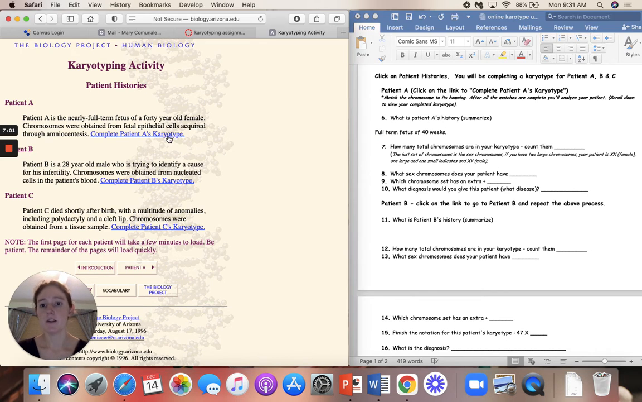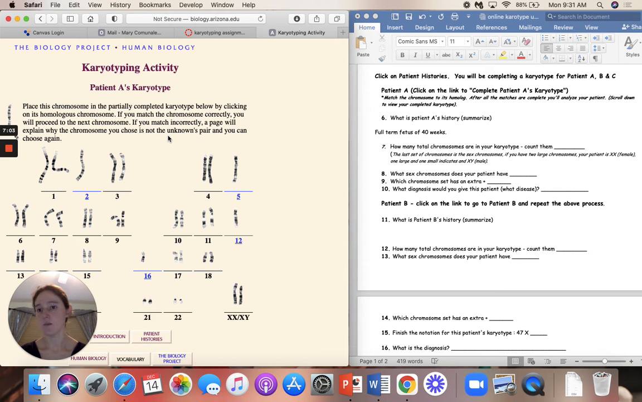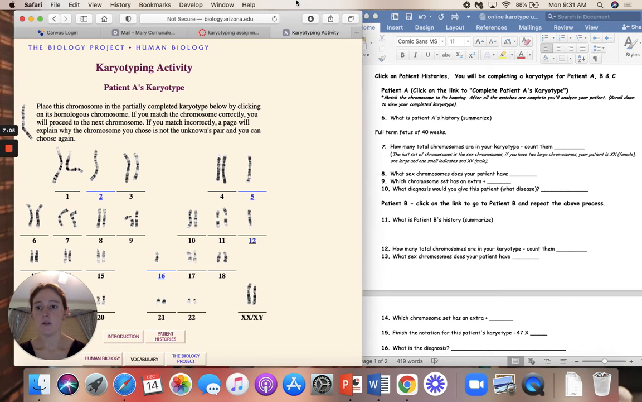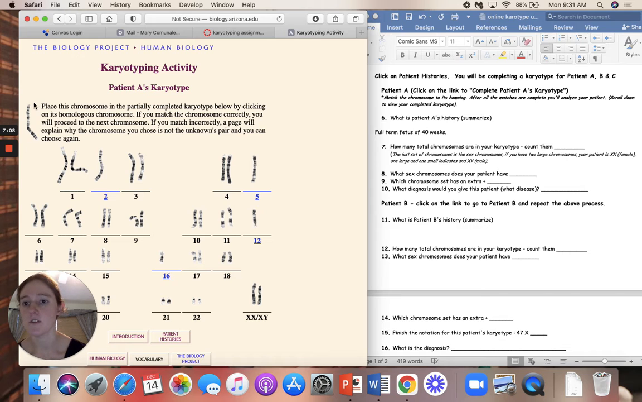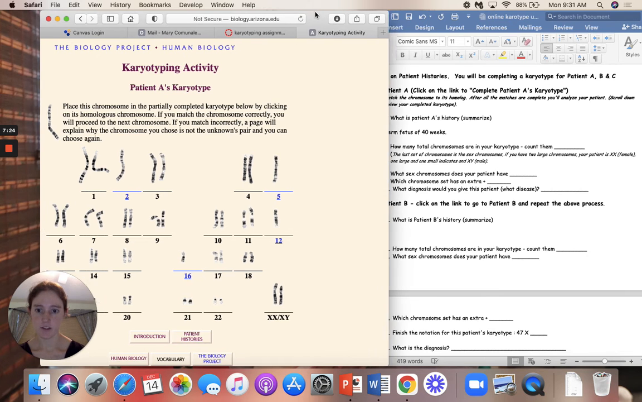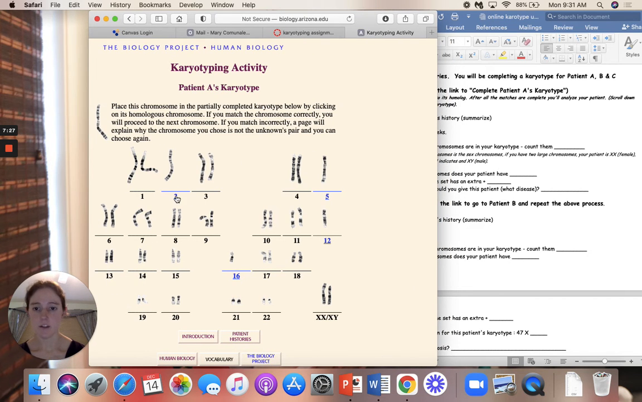Okay, so I'm going to click on the karyotype then. And again, if this doesn't work for you, then you'll just follow along with the video. So what we're doing, they give us a chromosome here. It says place the chromosome in the partially completed karyotype below by clicking on its homologous chromosomes. If you match the chromosome correctly, you'll proceed on to the next one. If you match it incorrectly, a page will explain why the chromosome you chose is not the unknown's pair, and you can choose again. So it gives you different ones you can pick from. They're highlighted in blue, so I can't pick the ones that are blacked out already. So I'm looking at this chromosome here, and I have to find a match for it.